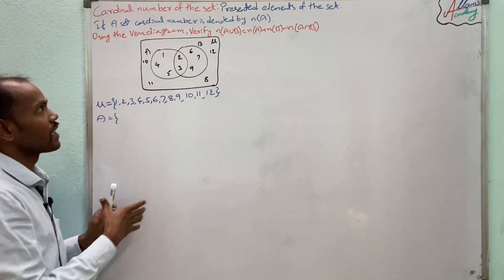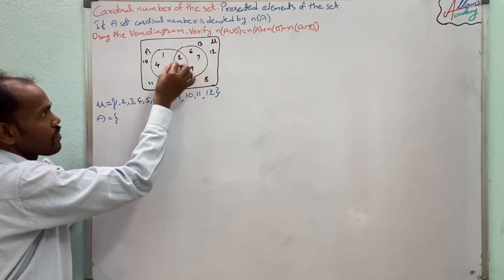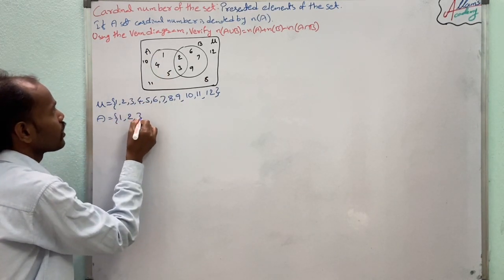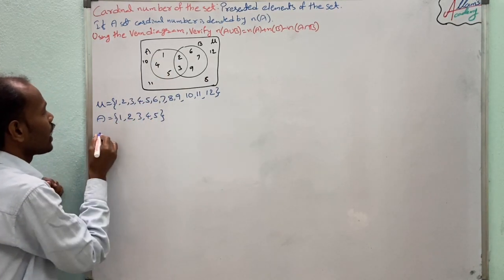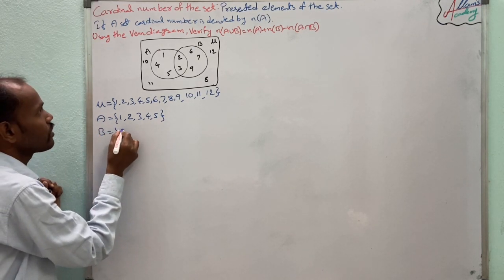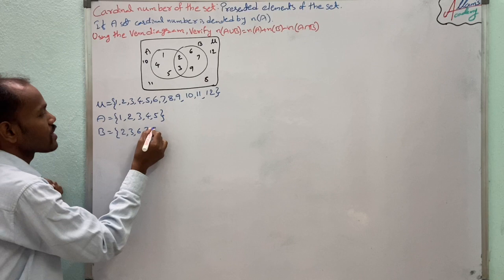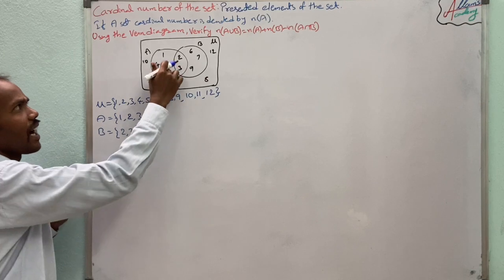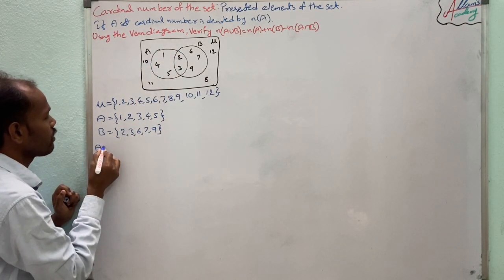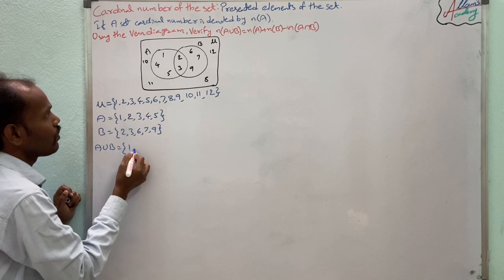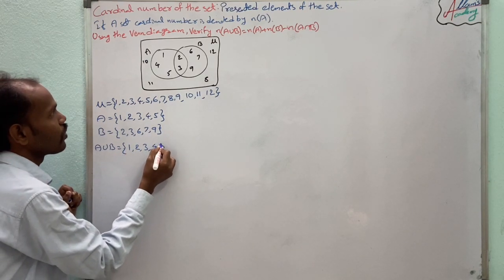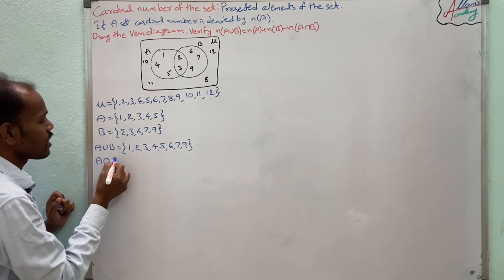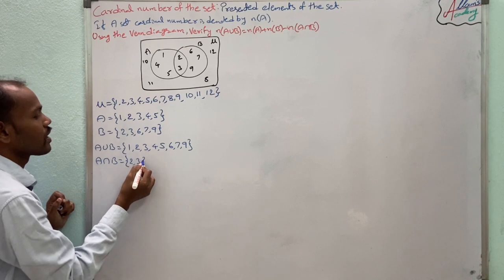So already we said in that Venn diagram it is the common space for both sets. So the first set A contains elements 1, 2, 3, 4, 5, and the set B contains elements 2, 3, 6, 7, 9. And here, without finding, already by observing that Venn diagram, A union B equals 1, 2, 3, 4, 5, 6, 7, 9, and A intersection B equals 2, 3.